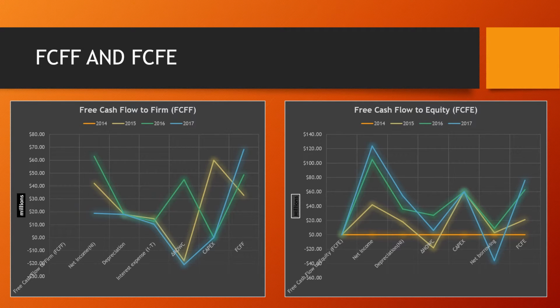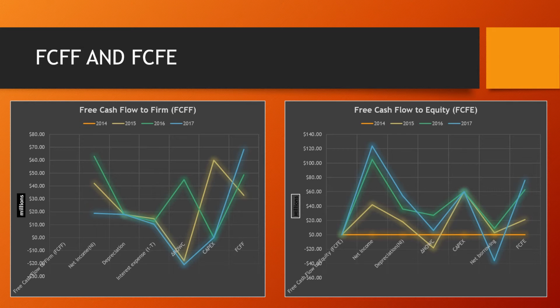Free cash flow to firm is the cash flow available to all funding providers, which are creditors and shareholders, after all operating expenses have been paid. It is also known as cash flow from assets. As shown in the graph, the year 2017 has the highest FCFF, whereas in the year 2015 the lowest cash flow to firm. The free cash flow to equity is the amount of cash available to be distributed to shareholders.